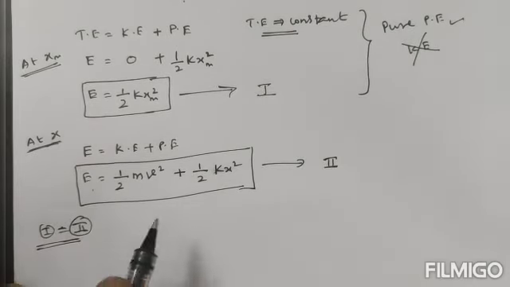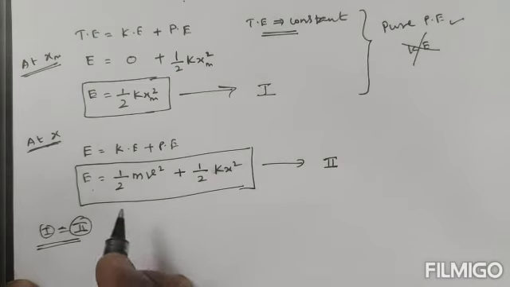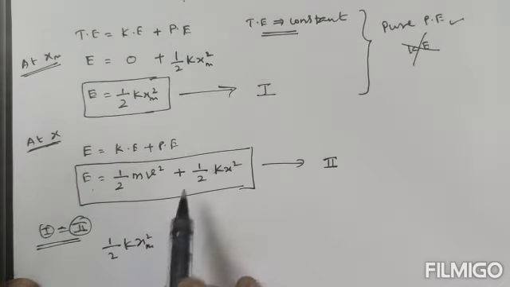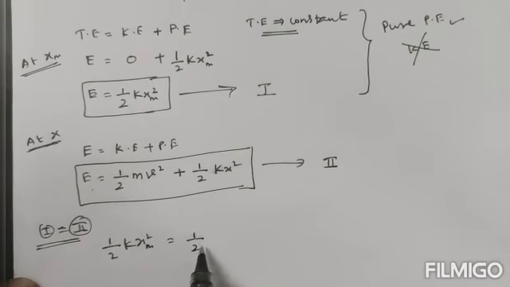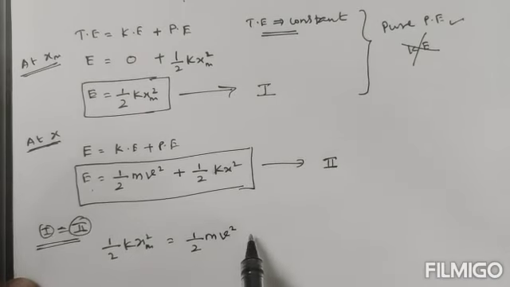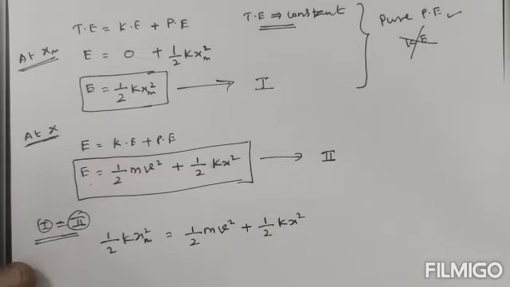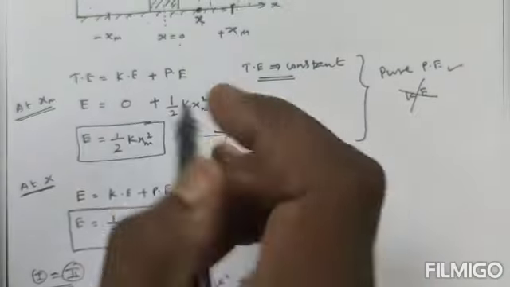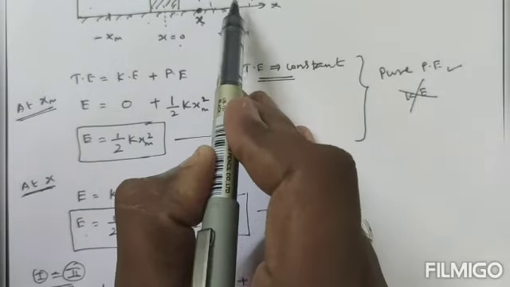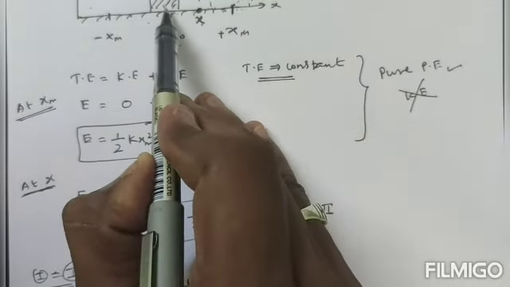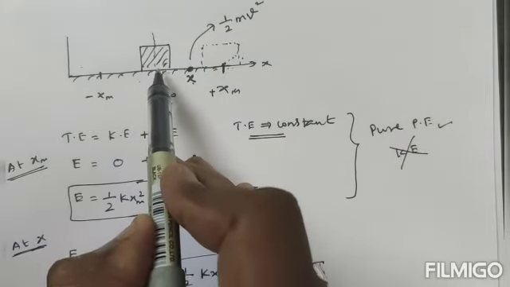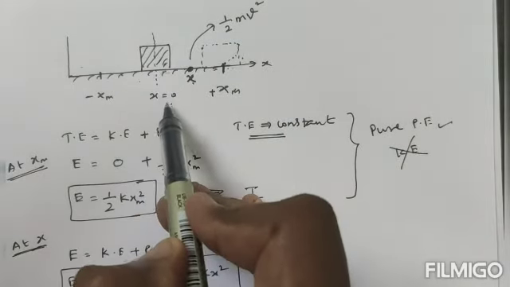So I can write this equation as half k xm squared equal to half m small v squared plus half k x squared. Okay, so now let's imagine the block is released from here. It is going to reach C, the equilibrium position. While reaching the equilibrium position, the x value is equal to 0.